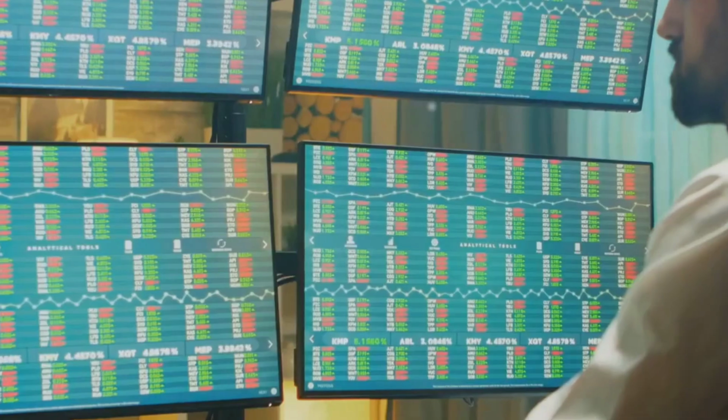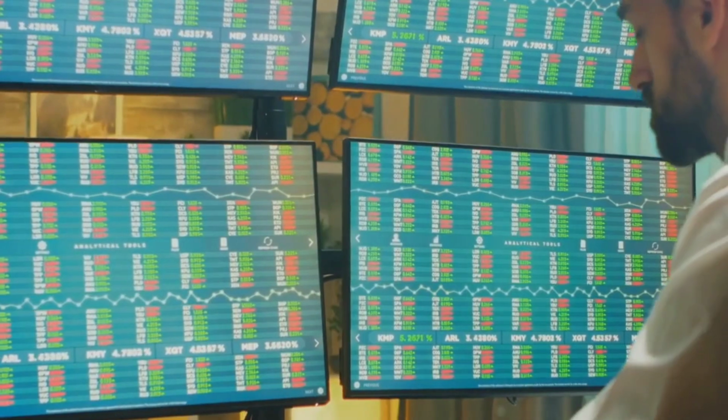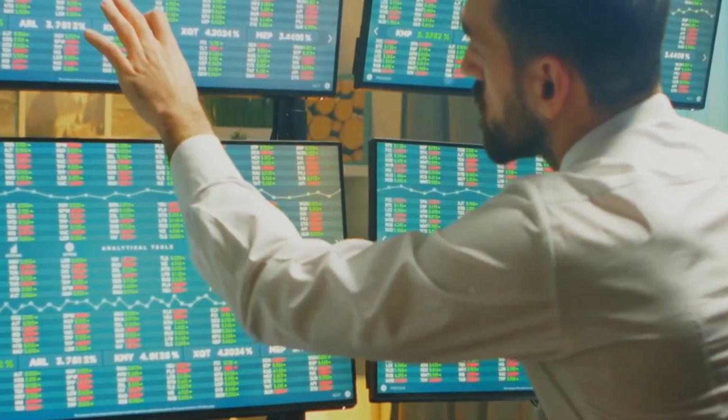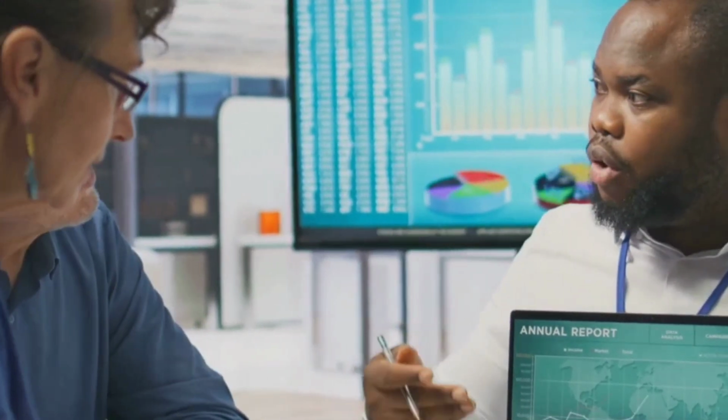Hey everyone! Today we're diving into something every investor needs to keep up with: stock market analysis. Whether you're a beginner or a seasoned investor, understanding how to analyze the stock market can help you make smarter investment decisions. So let's break it down.